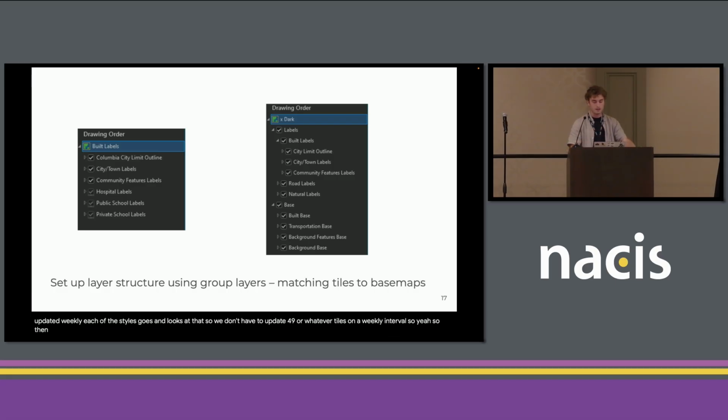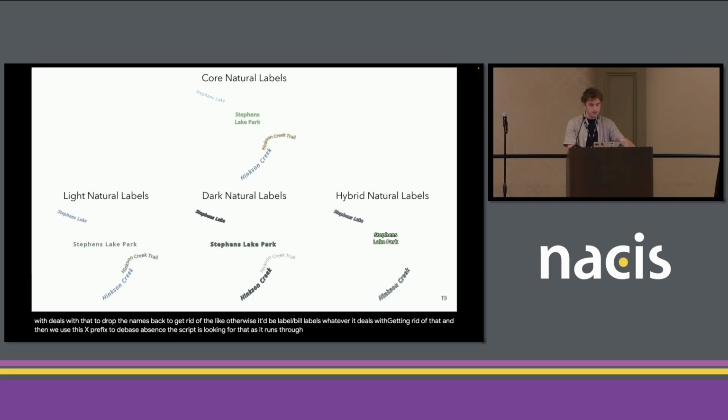So then the names here, where this map is called built labels, that's associated with this group layer entitled built labels. And the script deals with that to drop the names back to get rid of the duplication, otherwise it'd be labels / built labels, whatever. It deals with getting rid of that. And then we use this X prefix to denote any base maps, and the script is looking for that as it runs through.